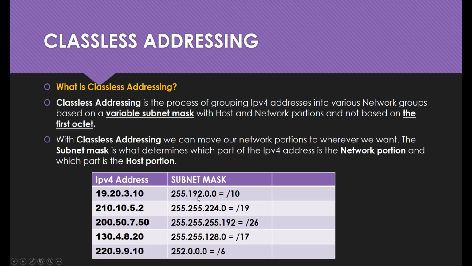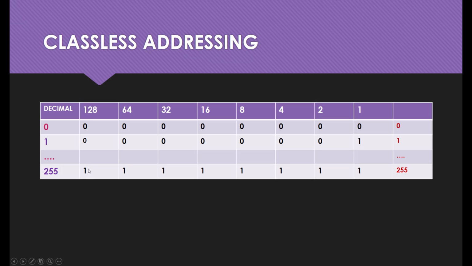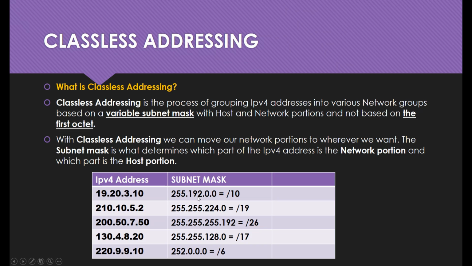But in the second case, we have the remaining 2 bits from these 10 bits assigned to the second octet. It means the first bit is 128 and the second bit, which is the 10th bit of that IP address, is 64. So if you add 128 plus 64, you get 192. And that's how we got this 192 here.